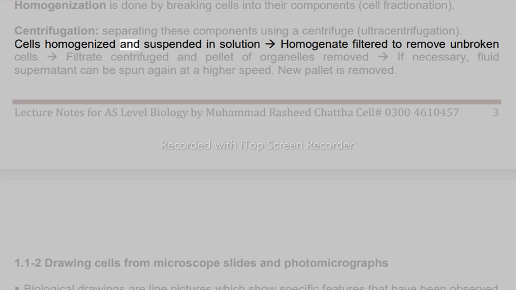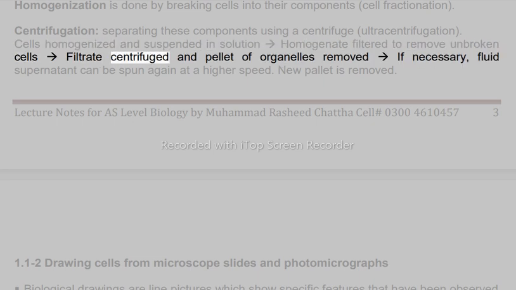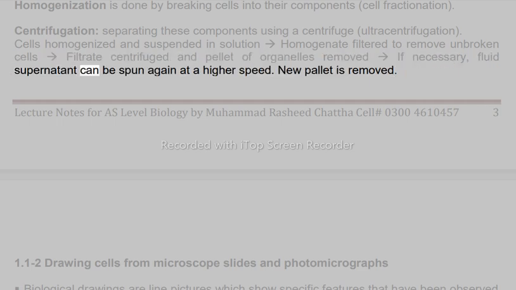Cells are homogenized and suspended in solution. The homogenate is filtered to remove unbroken cells. The filtrate is centrifuged and the pellet of organelles removed. If necessary, the fluid supernatant can be spun again at a higher speed. The new pellet is removed.